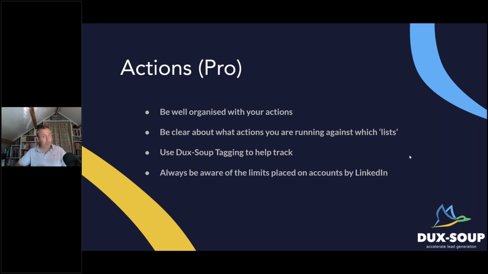So yeah, what lists have you got? What actions are you taking? Use Dux-Soup tagging to help you track if you're using Pro. The tagging feature is very, very useful. If you tag each profile as you carry out an action against it, then you've got traceability as to who you've reached out to in the past. You can make sure you're not double messaging people as well. So yeah, there's an article about tagging as well, which hopefully Joe's just put in there.